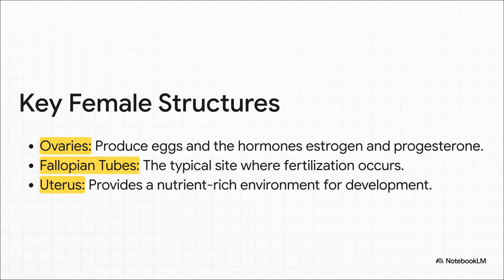The ovaries are the powerhouses. They produce the eggs and the essential hormones that regulate the whole monthly cycle. The fallopian tubes, well, that's where the magic usually happens. This is the exact location where fertilization typically occurs. And the uterus is prepared each and every month to become a safe, nutrient-rich home for a developing embryo.